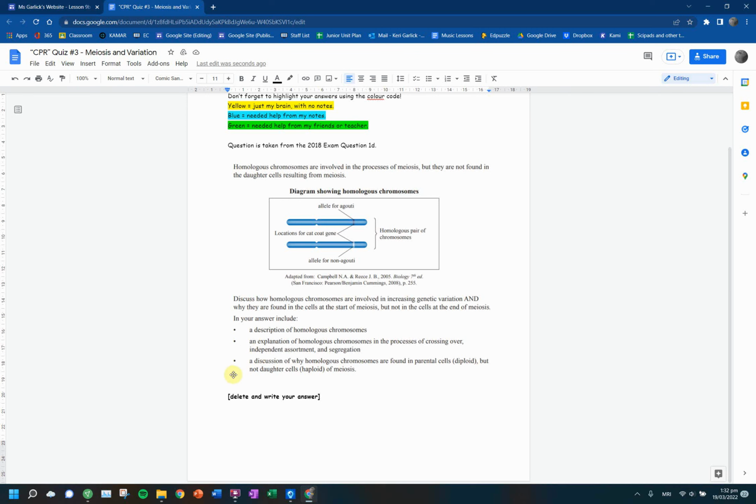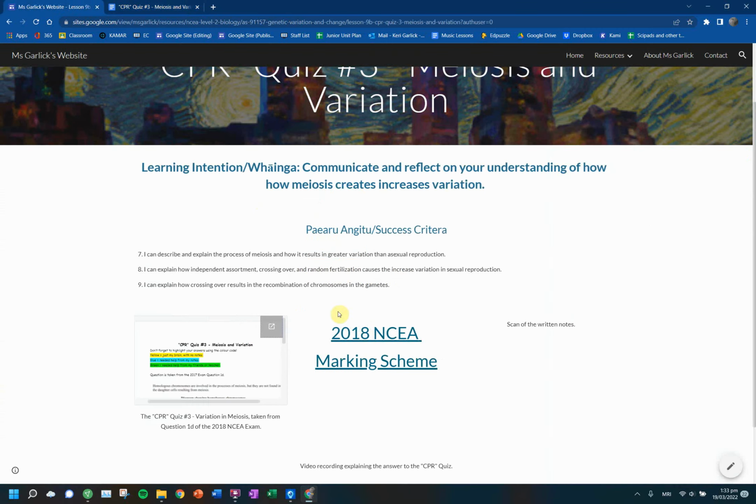Be mindful with all these bullet points here to use them. Each one of those bullet points is basically what they're looking for on the exam. They're going to tie into the marking schedule directly, and you want to be able to hit all those bullet points. So not only a description and explanation of homologous chromosomes and the process of crossing over, but also tick it off for independent assortment and segregation. And then that discussion bit about why homologous chromosomes are found in parent cells as diploids, but in daughter cells as haploids. So again, looking at that theory.